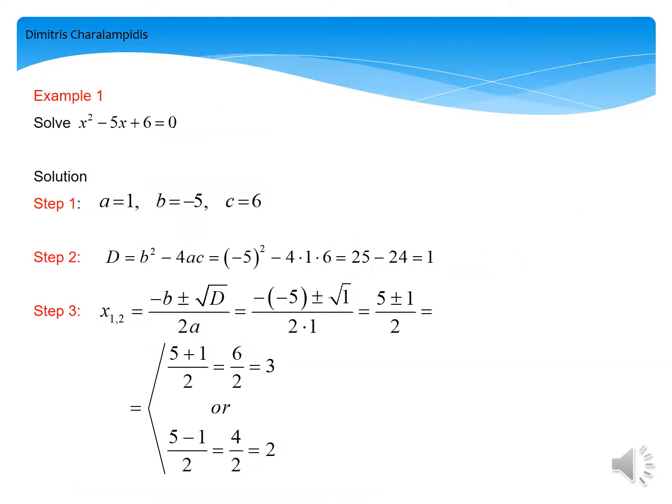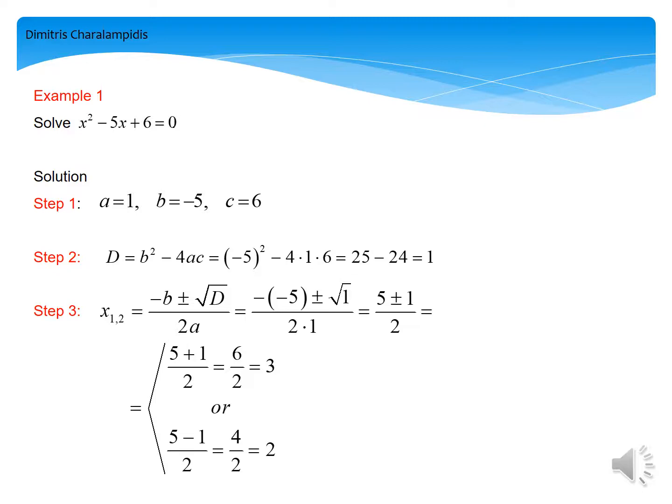Let's now move on to some examples. First example, solve x squared minus 5x plus 6 equals 0. We'll solve this example following the steps we mentioned before. So, in the first step, we'll start by determining the values of a, b, and c. Remember that a is always the coefficient of x squared. So, in this case, a is 1.